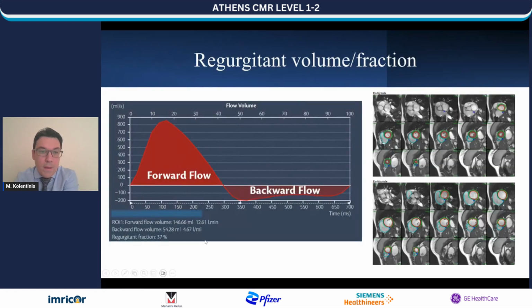This is what it typically looks like when we have, for example, aortic regurgitation. This part here is the forward flow. This part is the backward flow. You can see clearly holodiastolic flow reversal, and these are the measurements which are automatically calculated through our program.